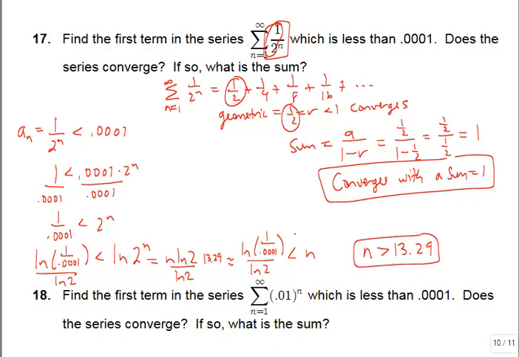Now the other option is just to pull up your calculator, and we're basically going to type in 1 over 2 to the n into our y equals, and then look in our table until we see when it first becomes less than 0.0001.